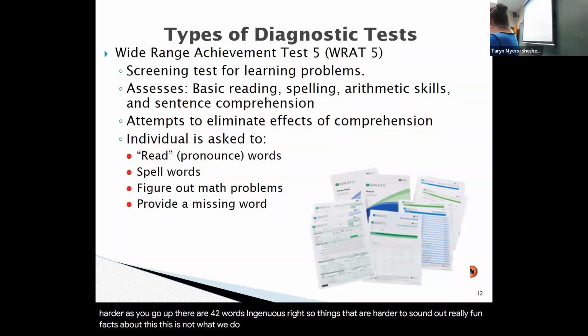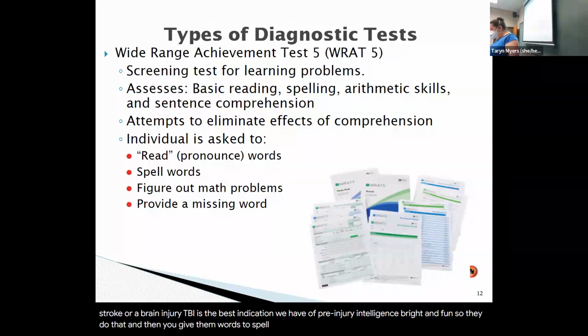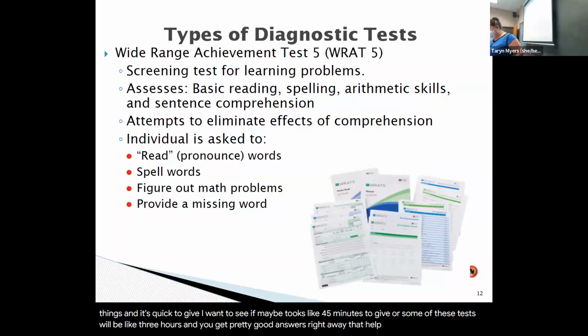Really fun fact about this. This is not what we typically use this for, but being able to do this, even after, let's say, a stroke or a brain injury, TBI, is the best indication we have of pre-injury intelligence. Random and fun. So they do that, and then you give them words to spell, you give them the math problems, and you give them things. And it's quick to give. I want to say it maybe took like 45 minutes to give, or some of these tests will be like 3 hours. And you get pretty good answers right away that help you out.